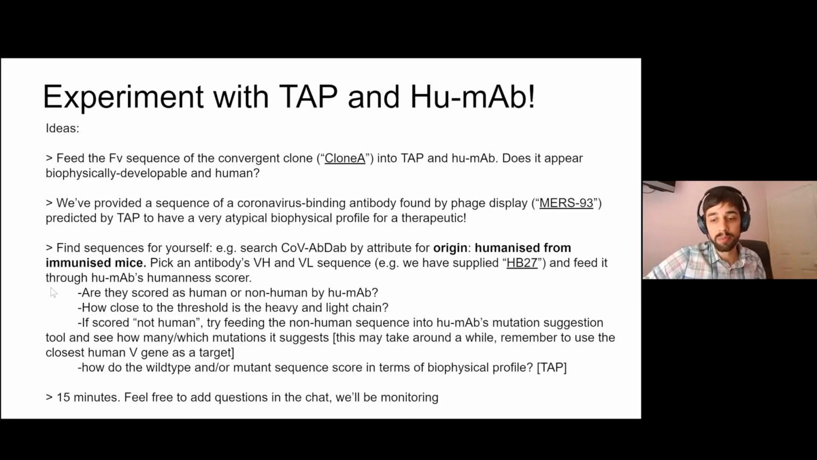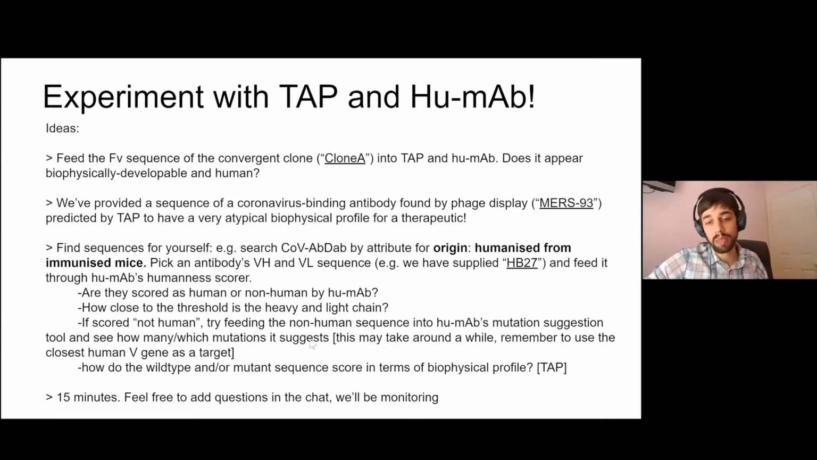Also a nice little potential case study if you want to go to COABDAB, and find things that have been experimentally humanized from immunized mouse, and you can compare that with HUMAB's humanness scoring. So an example that we've already picked out that has a really nice example for this is HB27. So you could see, does HUMAB consider both chains to be human or not? What's the threshold of that?